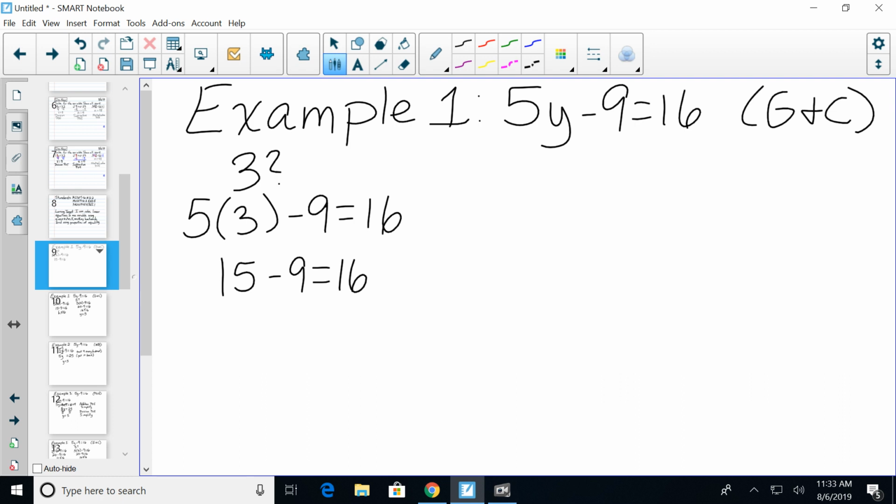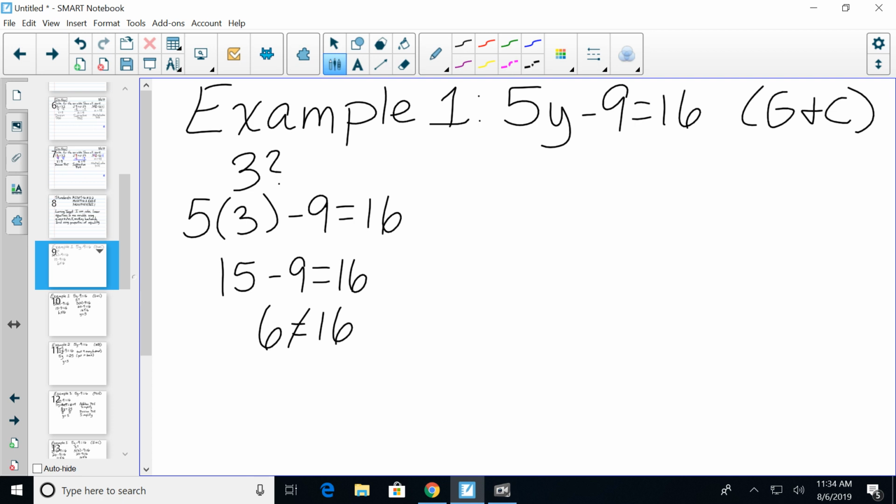So then what is 15 minus 9? What's 15 minus 9? It is 6. So then does 6 equal 16? No. So it is not an answer. So my guess gave me an answer that is smaller than the solution I needed. So that means my guess has to do what? It has to go up.